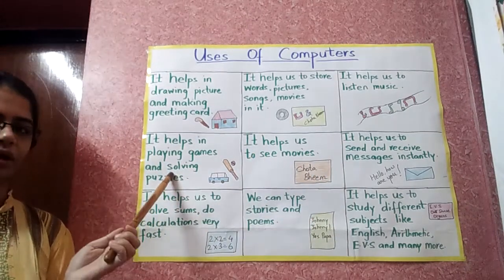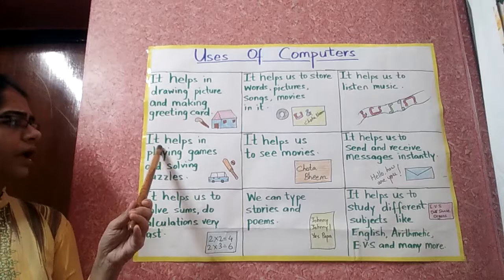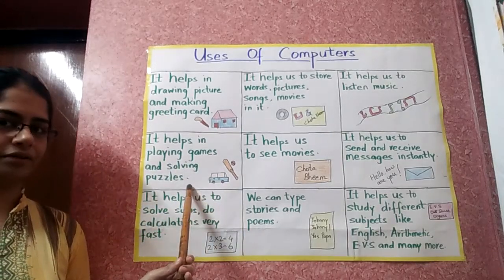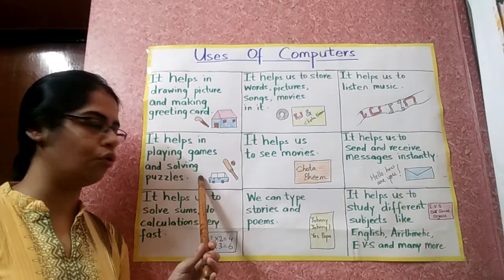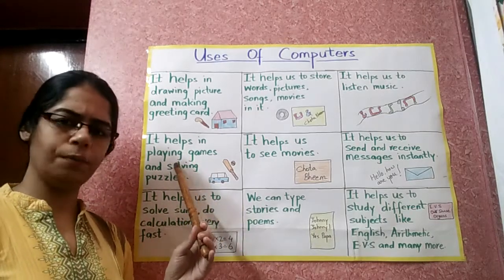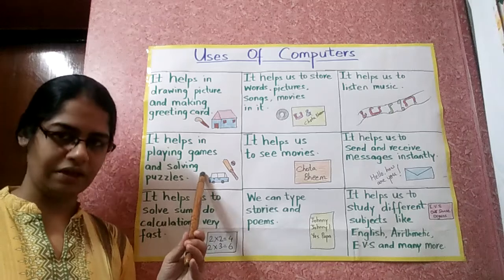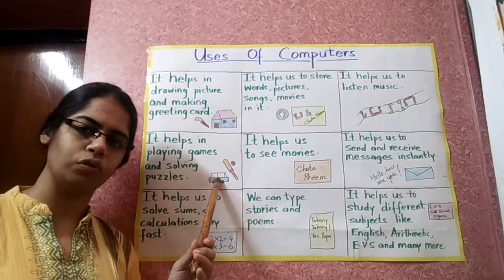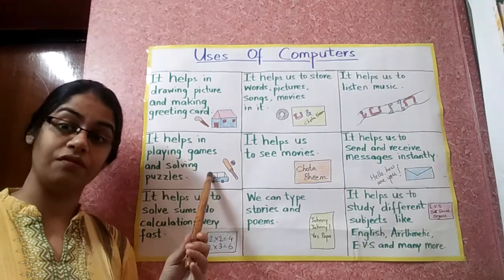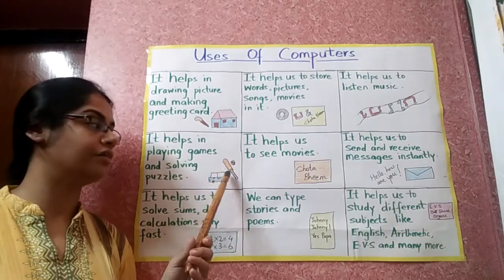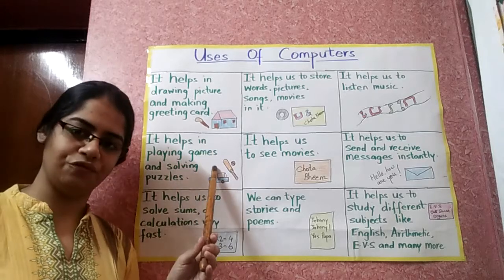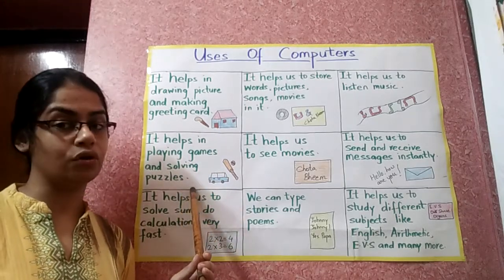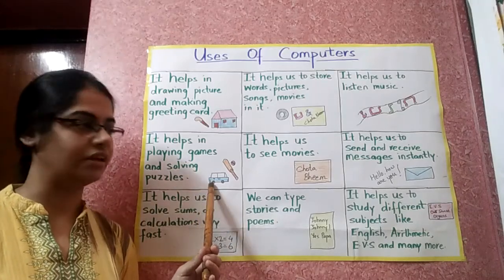Now see what is number 4. It helps in playing games and solving puzzles. This I am sure you all know and you all do this also. You all play games in the computer? Yes, it can be racing car or it can be Sudoku or it can be crossword. There are so many different games. Even you can play cricket. Yes, so we can play different games in the computer. Okay, and yes, we can also solve puzzles in it.